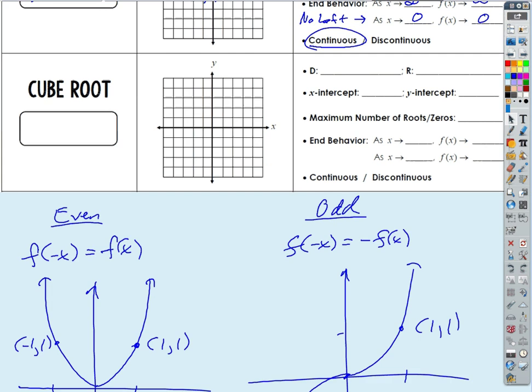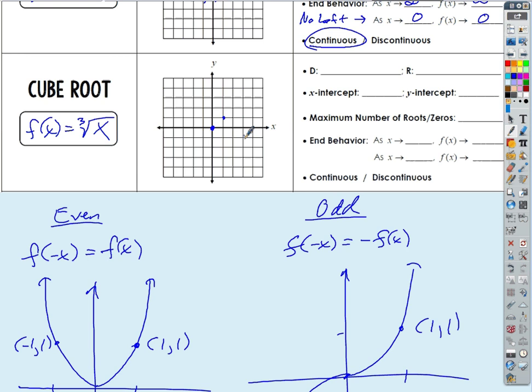Okay, what about a cube root? Let's look at a cube root. Cube root of x, okay? So let's plot a few points here, a few convenient points. What's the cube root of 0? 0. Okay, what's the cube root of 1? 1, right? And when we say cube root, think what we're asking. What's the cube root of 8? 2. How come? Because 2 times 2 times 2, because 2 cubed is 8, right? Good. So the cube root of 1 is 1 because 1 cubed is 1, right? So we're going to go through the point 1, 1.